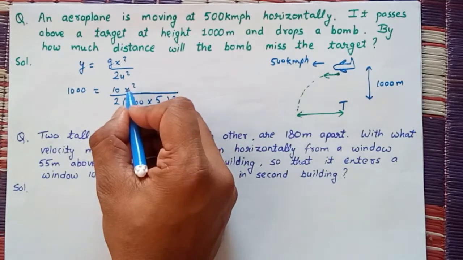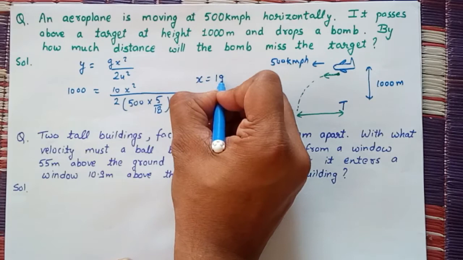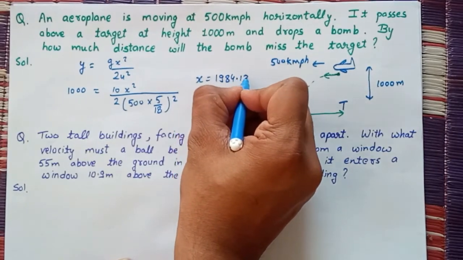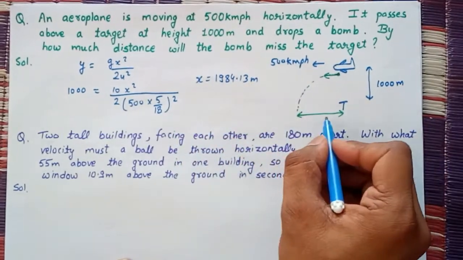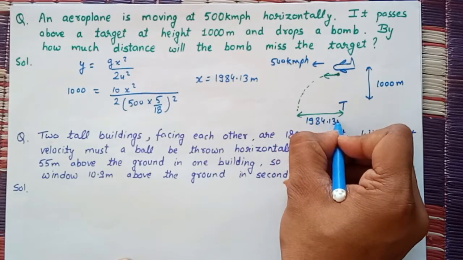This can be solved, and the value of x can be found. It will be x is equal to 1984.13 meter. So this distance will be 1984.13 meter.